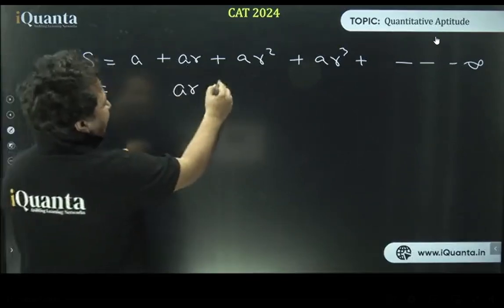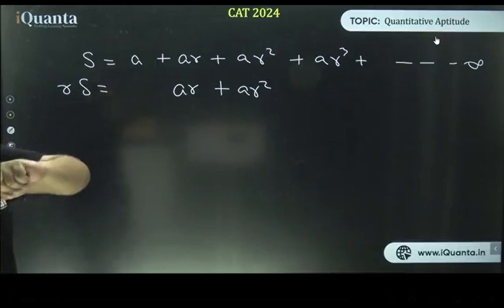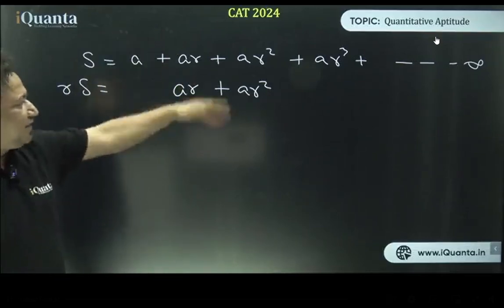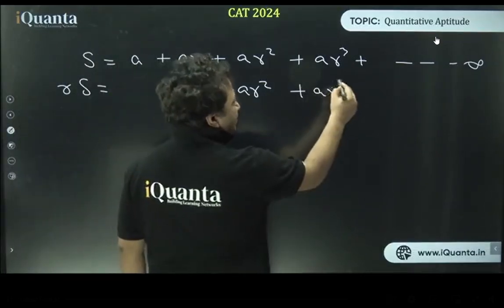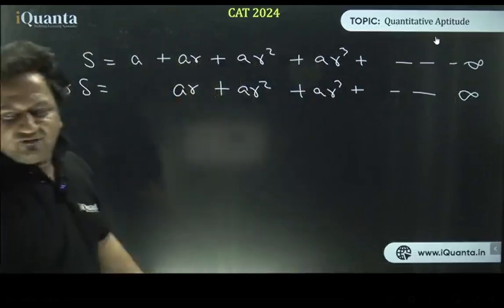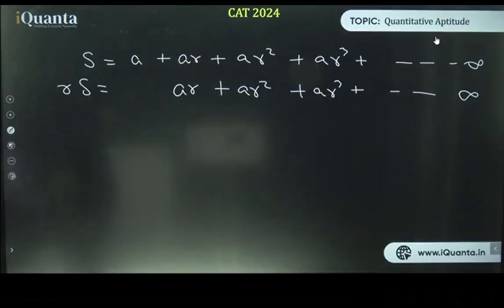This AR with R, I get AR square. ऐसा होगा ना? ये सारे टर्म्स R से मल्टीप्लाई होके AR square, AR cube वगैरह बन जाएंगे. Yes or no? कोई फर्क पड़ेगा नहीं. Infinite terms है. Is that right, everyone?